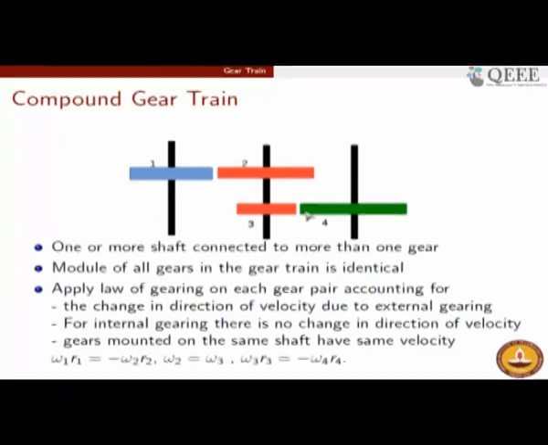Let's say we require a gear ratio of 9. We will achieve a gear ratio of 3 in the first stage between gear 1 and gear 2, and another factor of 3 between gears 3 and 4. So the product of the two gear ratios will be the overall gear ratio, which in my example was 9. The analysis of this sort of gears is also pretty simple. You just have to do a step by step analysis, and you have to remember that two gears which are mounted on a single shaft will have the same angular velocity.